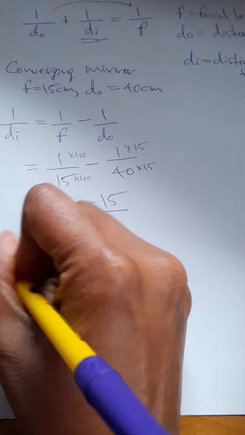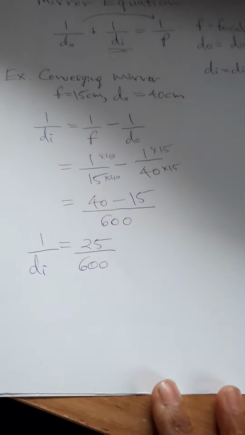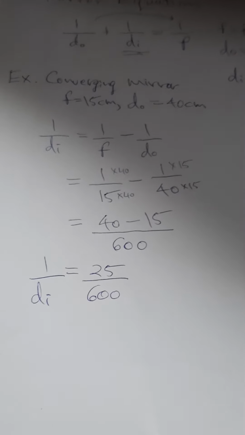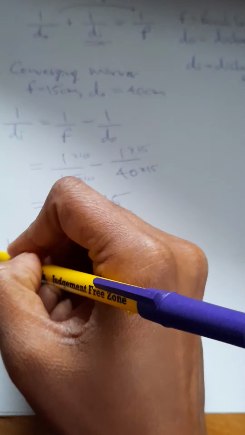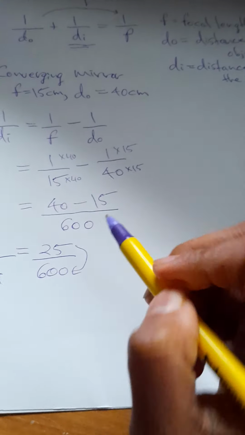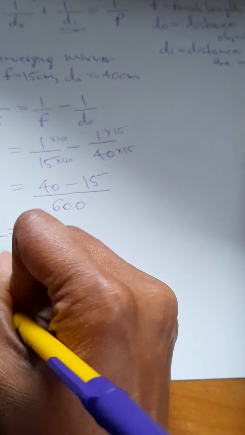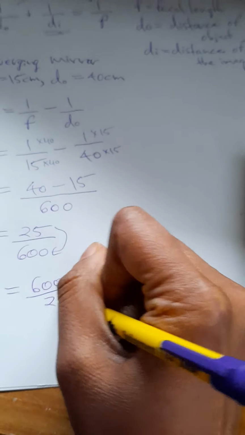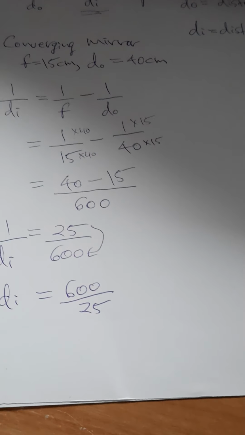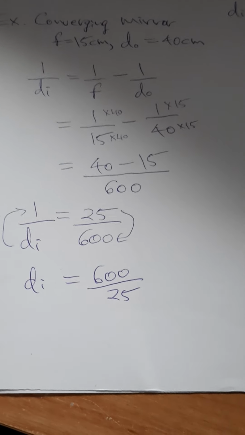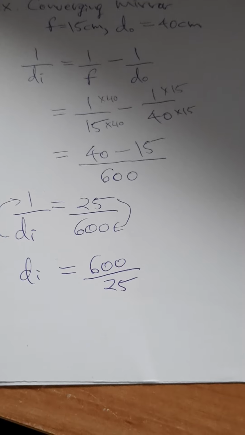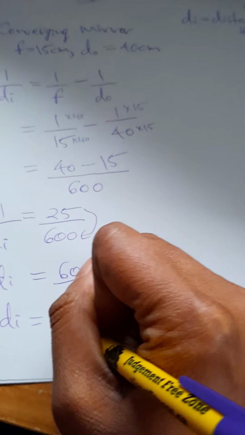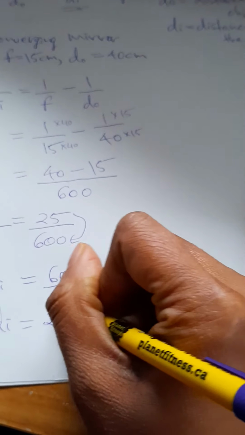And this is going to be 1 over di. As you see, what we're looking for is just the value of di. I'm going to just flip this over, and the same thing with the fraction. So if I take the di to the top, it's now going to be 600 divided by 25. That's what we're putting in our calculator, and we are getting 24 centimeters.